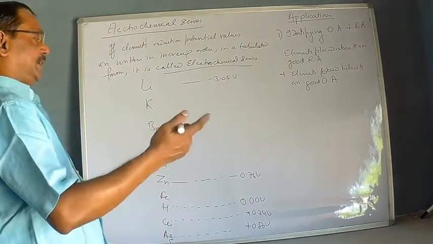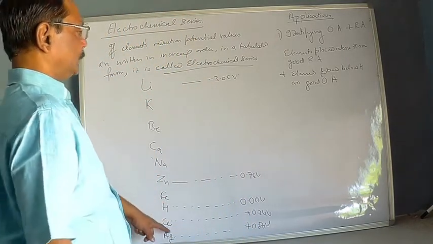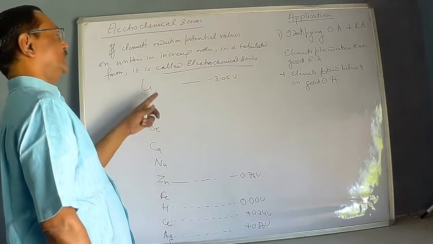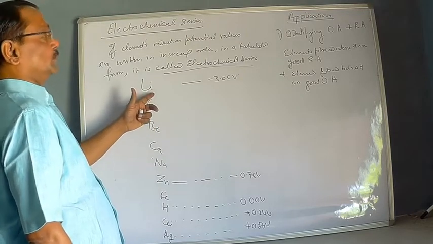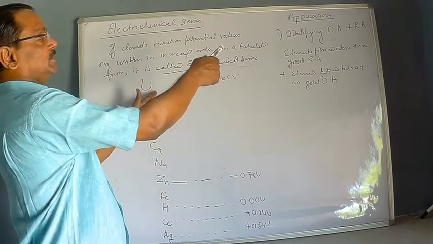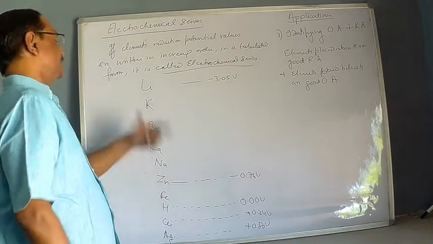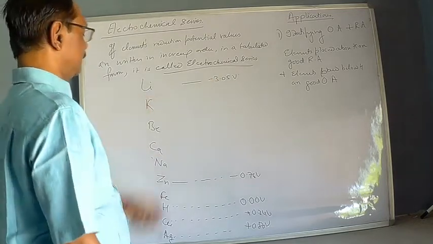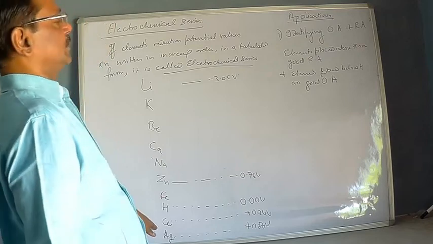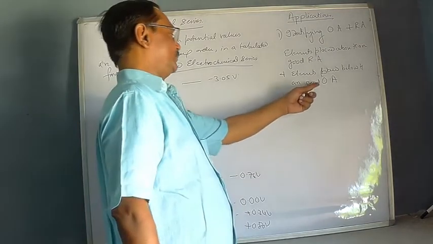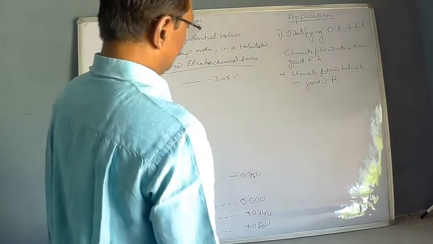So class, I repeat again. Since they are getting reduced, they are reducing them, so elements above hydrogen are good reducing agents. Since they are getting oxidized, who is oxidizing them? Elements placed below are oxidizing them. So elements placed below hydrogen are good oxidizing agents.